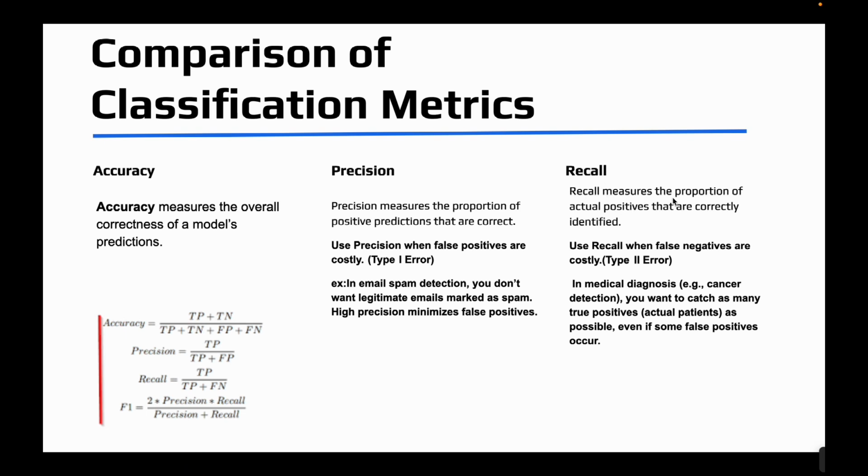Recall measures the proportion of actual positives that are correctly identified, and you use recall when false negatives are costly. So if we go to the equation, recall is true positives divided by true positives plus false negatives. So in medical diagnostics, you want to catch as many true positives, which are actual patients with cancer, as possible, even if there are some false positives involved. Again, this is assuming that it's better to misdiagnose someone as having cancer even if they do not, than to miss someone who has cancer and say they don't have cancer.